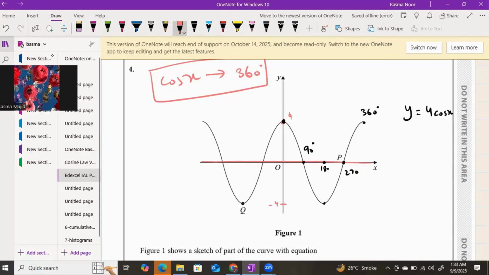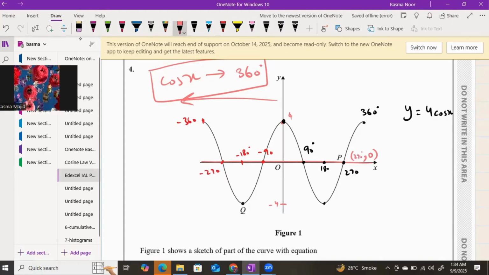And now we have to find the coordinates. Moving to the back side, it is going to be the same values but in the negative direction: -90, -180, -270, and since this is 360, this will be -360. So you can clearly tell the coordinates of P now. P lies on the x-axis, so y is 0 here, and the x coordinate is 270.